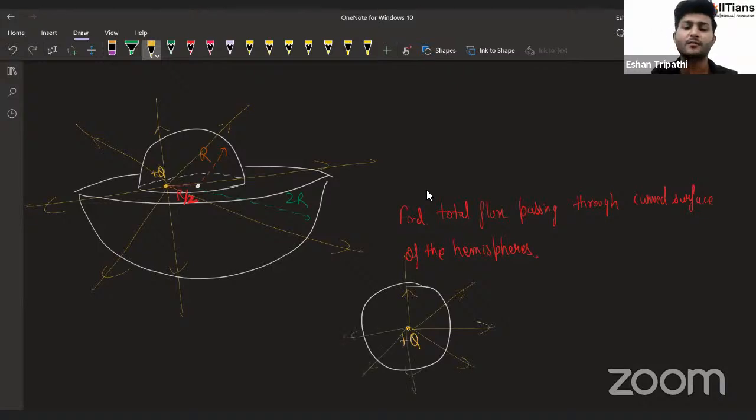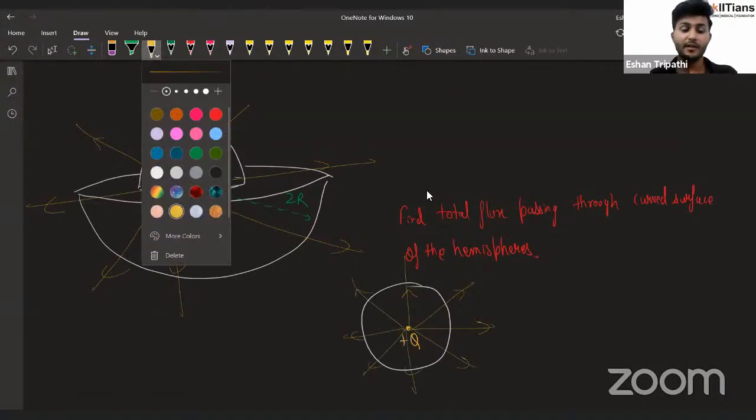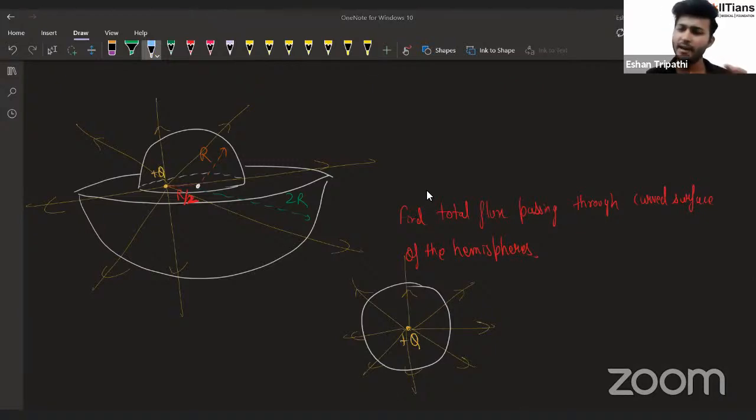What exactly is flux? What does it measure? Flux is a measure of the number of field lines passing. It gives you an idea how many field lines are passing. If there is one surface which has half the electric field, it will have half the number of field lines passing. So half will be its flux also.